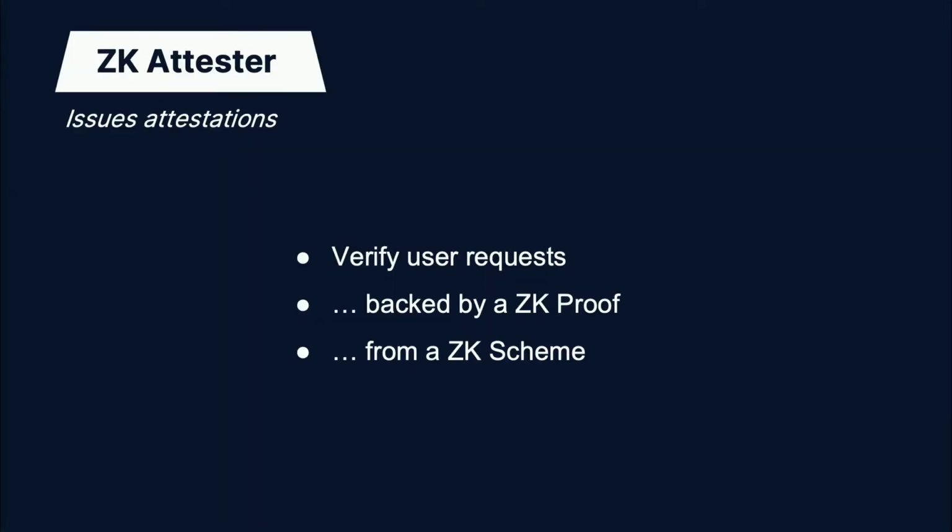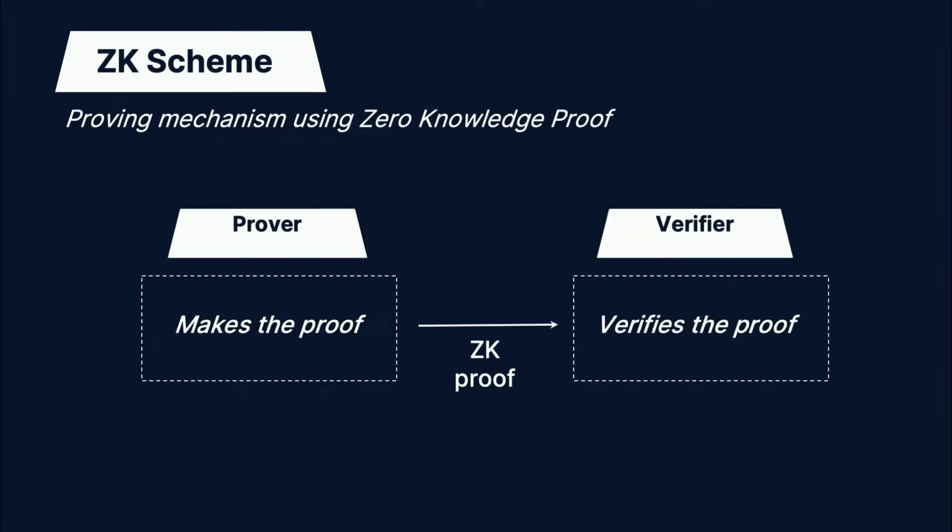So, what is a ZK attester? A ZK attester issues attestations. It verifies user requests, and these user requests are backed by a ZK proof, and this ZK proof comes from a particular ZK scheme. What we call a ZK scheme is just a proving mechanism using zero-knowledge proofs. For instance, you have the prover that makes the proof and the verifier that verifies the proof.